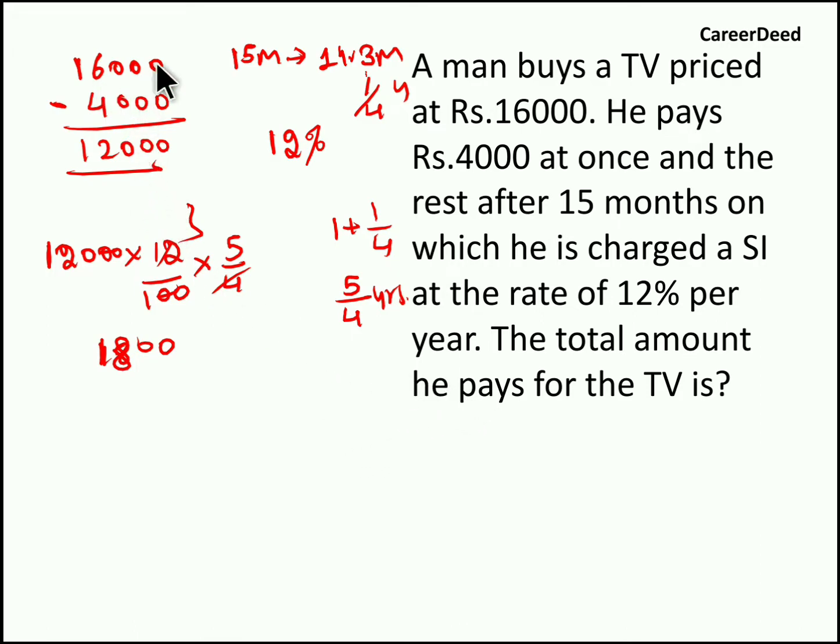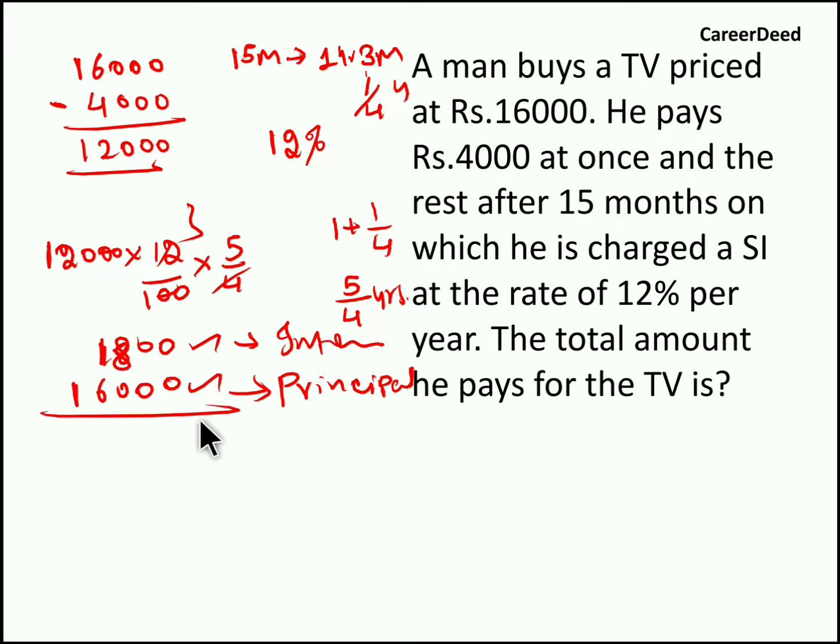Now he has to pay 16,000 rupees along with this 1,800 rupees, because this 1,800 rupees is not actually the principal, it is the interest. With this interest, he has to settle the principal also. This 16,000 rupees is the principal, and this 1,800 rupees is the interest.